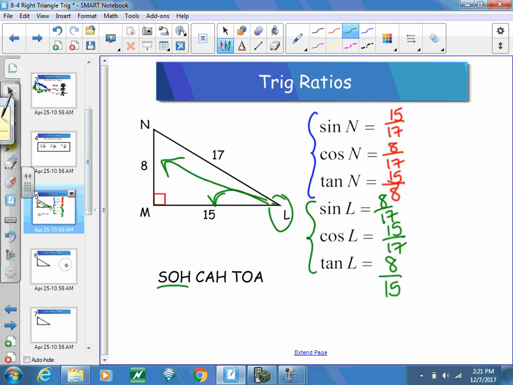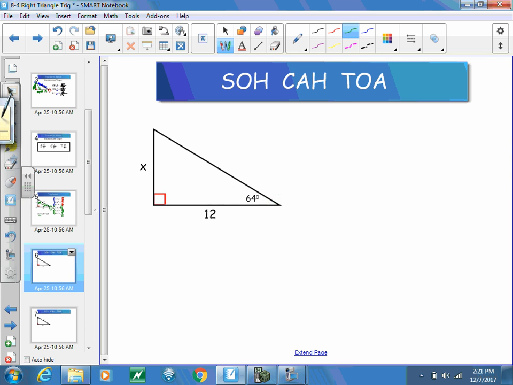Now, how are we going to use these to solve for missing sides? Well, you're going to have a scientific calculator, and you're going to be using sine, cosine, and tangent. What you have here is a right triangle, and we have this angle of 64 degrees. That's what I'm going to refer to as your reference angle. Now, when I look at this angle of 64, I'm going to look for which side of the triangle is given to us. And what they're telling us right here is that we have the adjacent side.